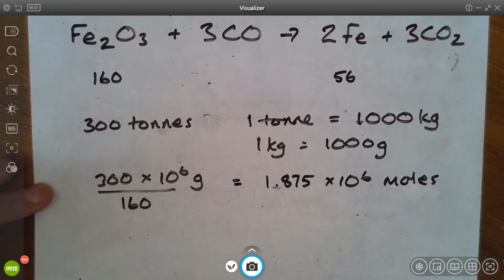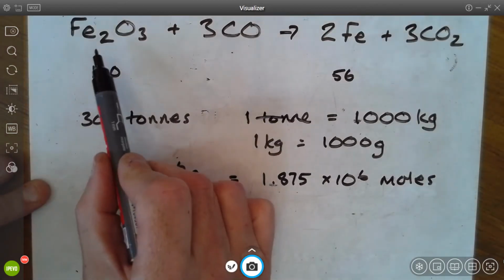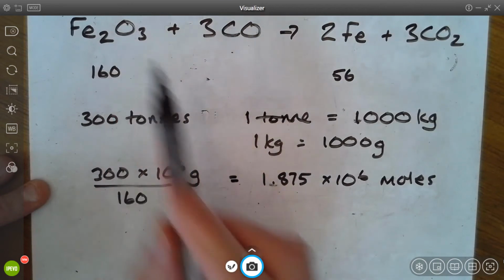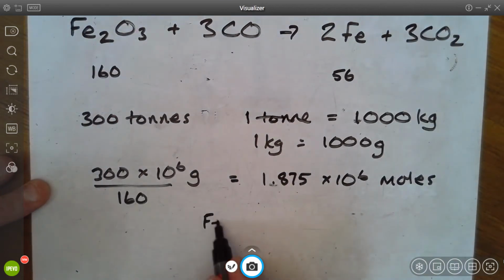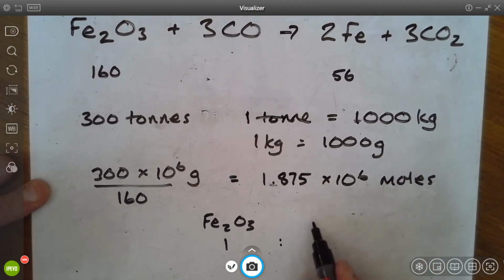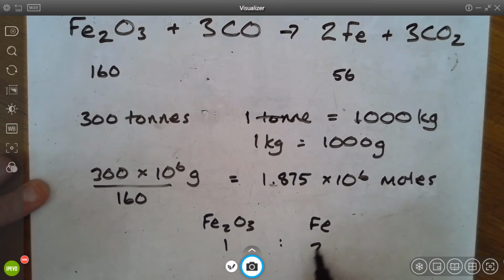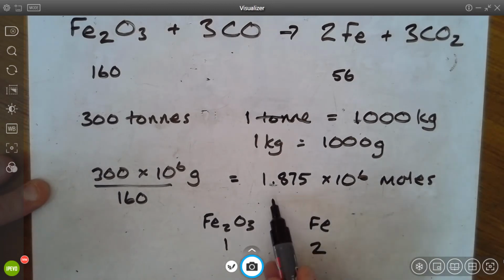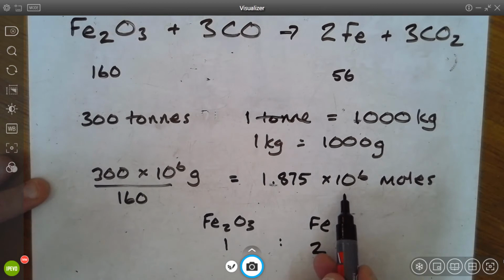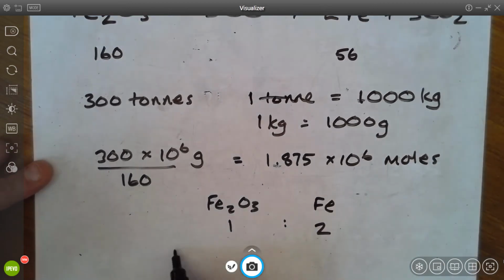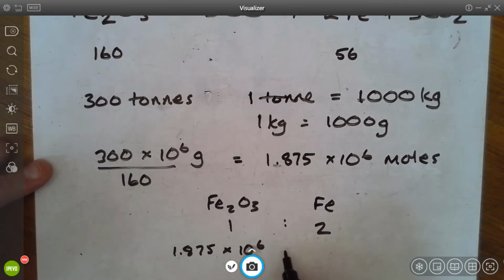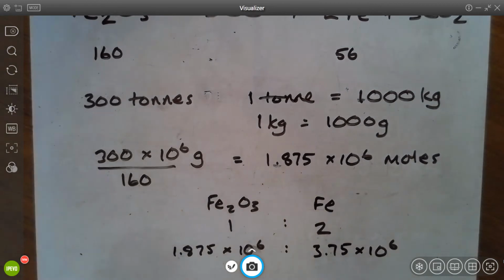The molar ratio, if we look at the equation, is 1 to 2. 1 mole of iron oxide to 2 moles of iron. We're going to need to convert this. We need to multiply this number by 2 to make that molar ratio work. So 1.875 times 10 to the power 5, we're going to multiply that by 2, and that will be 3.75 times 10 to the power 5 moles of iron.